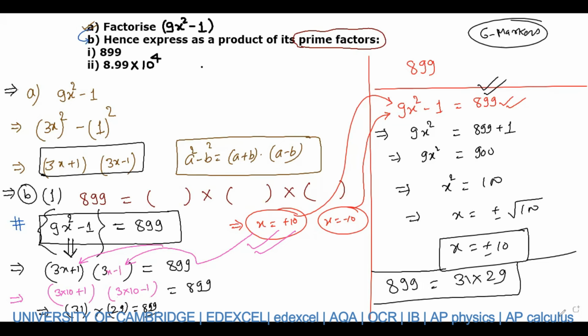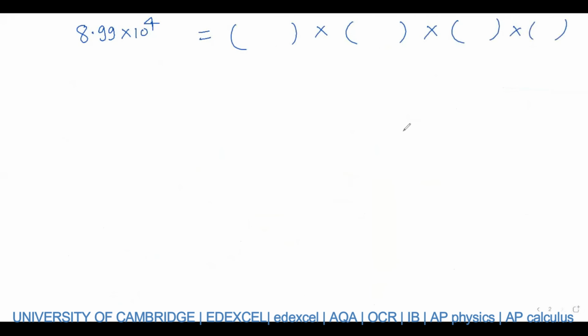Let us see its next part. The next part is saying, hence we have to factorize 8.99 into 10 raised to power 4 as a product of prime numbers. You should have only prime numbers in its factorization. Okay, so how can we solve it? See, the main problem is this decimal part. We can remove this decimal.